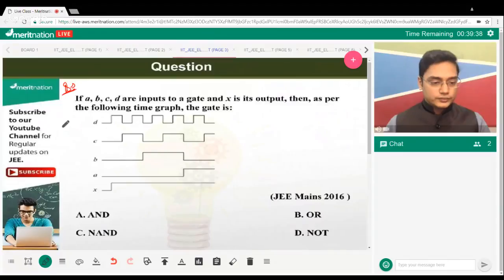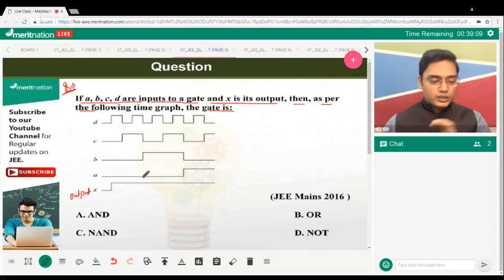Here we have four inputs: A, B, C, and D, and this one is the output. The question is: A, B, C, D are inputs to a gate and X is its output. Then, as per the following time graph, the gate is which one: AND gate, OR gate, NAND gate, or NOT gate?